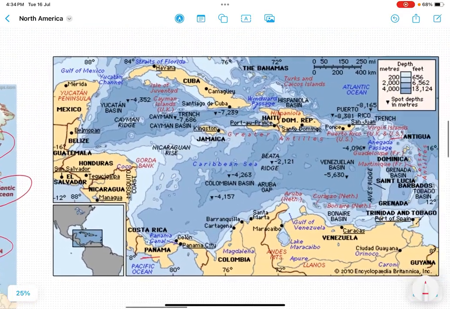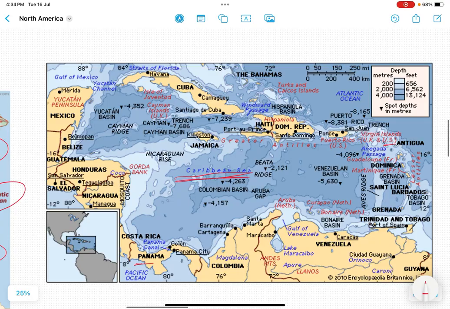So let's see the Caribbean. This is the Caribbean Sea, as you can see. What all countries come? You have to find out by yourself which border the Caribbean Sea. So let's begin. We have Mexico here. We have Belize here.